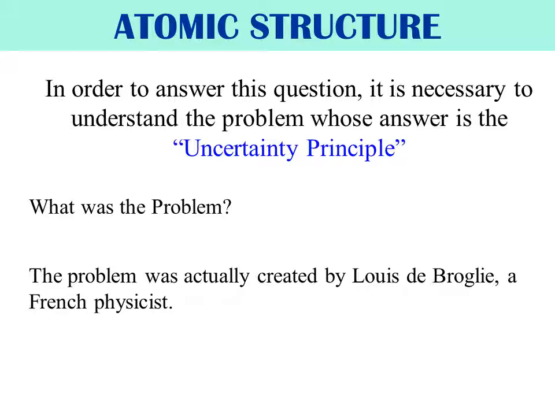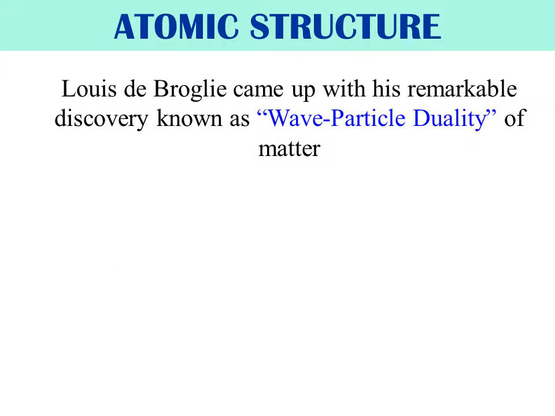What was the problem now? I still haven't answered. We are in the darkness. What was the problem? Louis de Broglie came up with this remarkable discovery known as the wave-particle duality of matter. Now we are looking around for the problem whose answer was Heisenberg's uncertainty principle. We are searching for that problem. We haven't got that answer. Now another problem is wave-particle duality. Now, what is this?